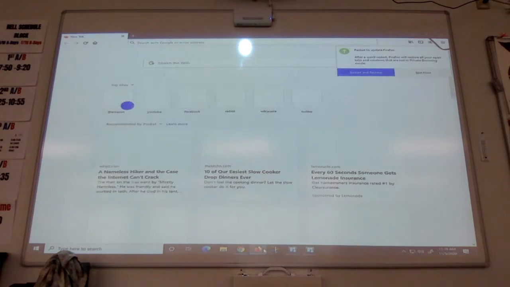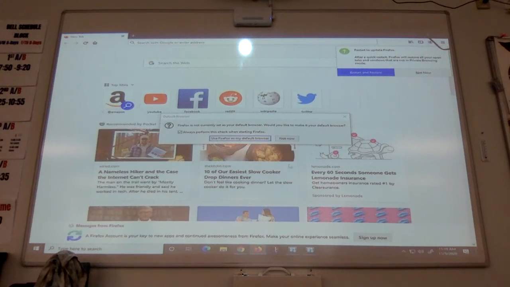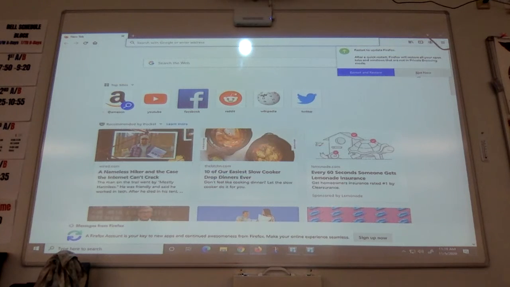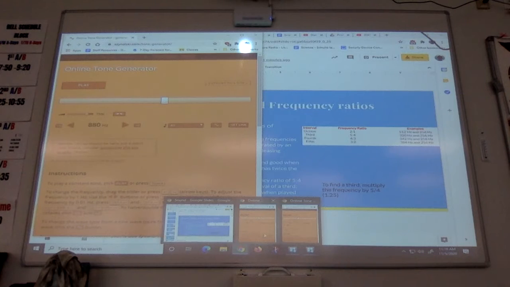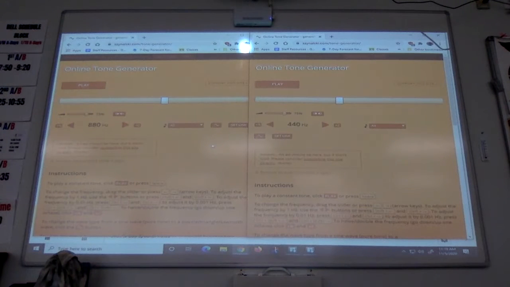Oops, that's not what I wanted. No, don't open up Firefox. Go away. Not now. Not now. What? Consistently, yes. Not at school, because it blocks it.